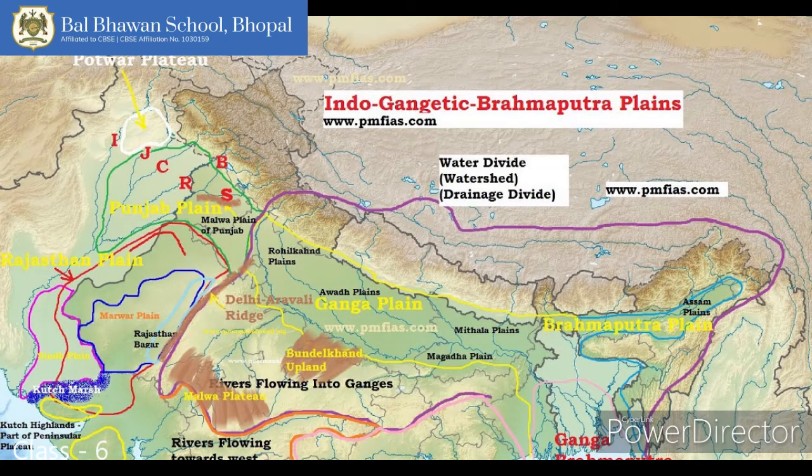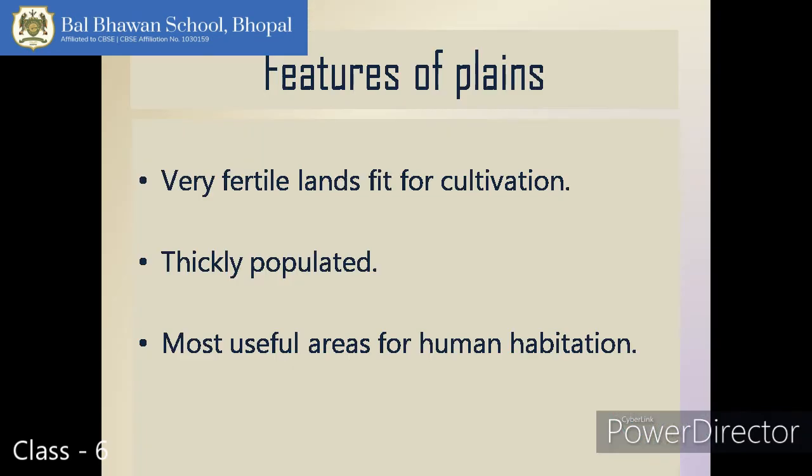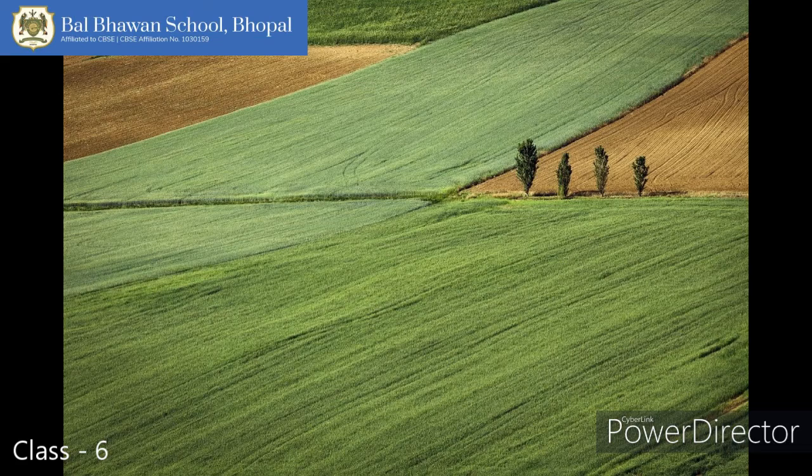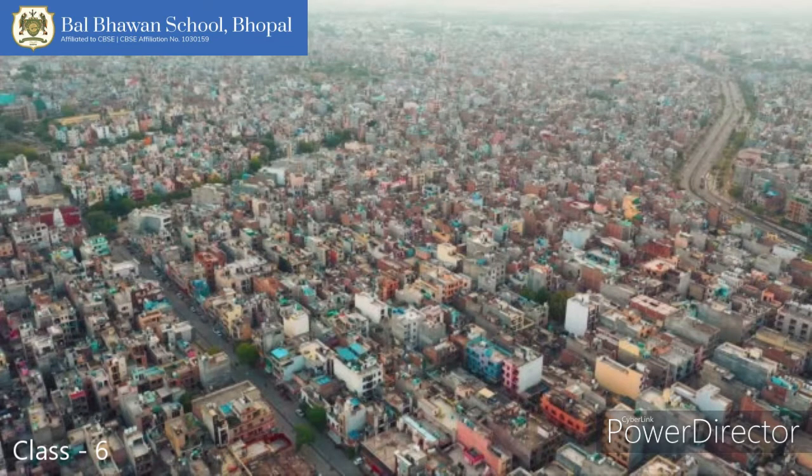The plains are the most useful areas for human habitation. There is a great concentration of people as more flat land is available for building houses as well as for cultivation. Because of the fertile soils available in these areas, the land is highly productive for cultivation. The Ganga Plains are the most densely populated regions of the country.